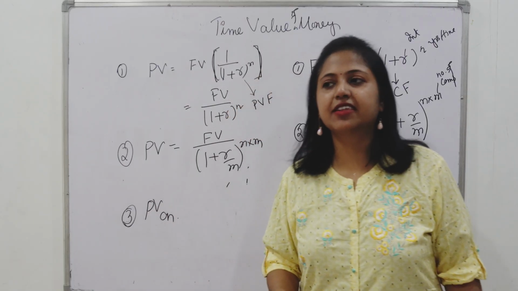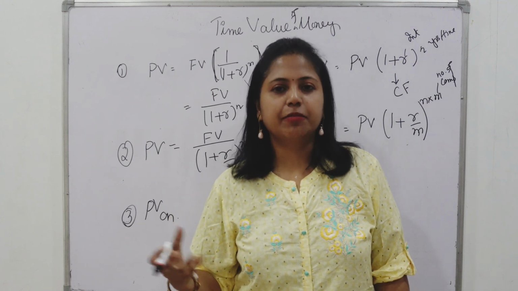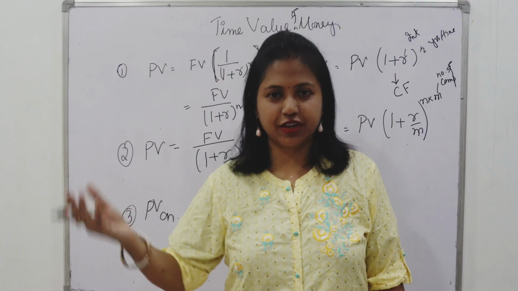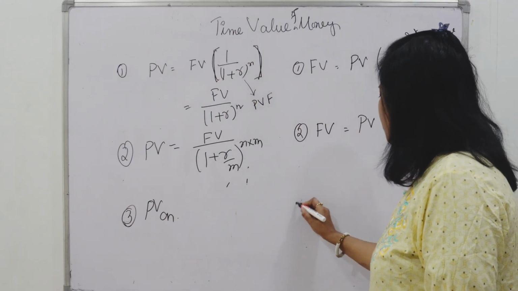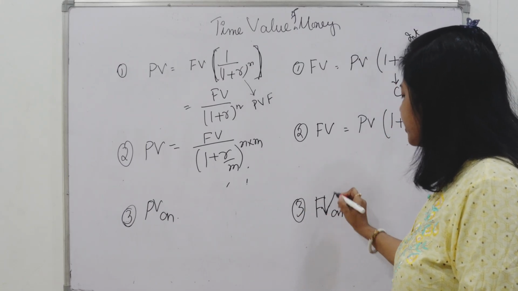Similarly, if somebody says that you save 5,000 every year and with some interest you will get some money after 5 years, you want to know what is its worth after 5 years. So that is called the future value of annuity. Let's see what the formula is for the future value and the present value of annuity.